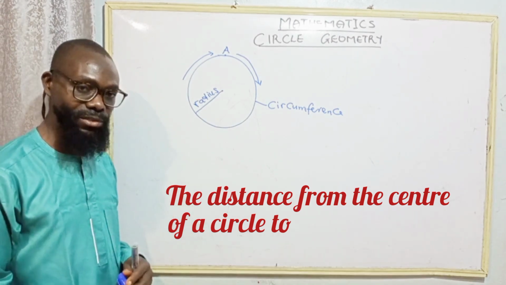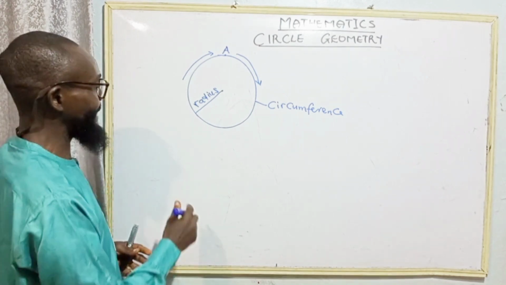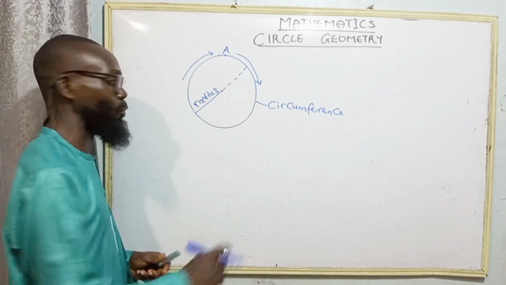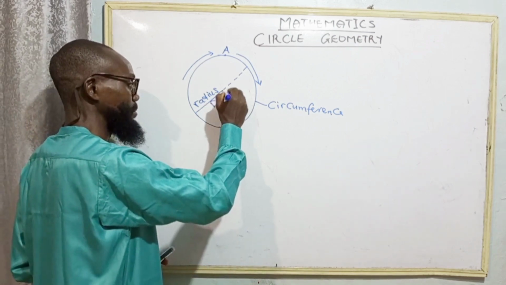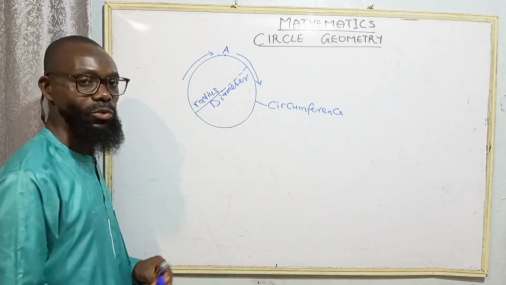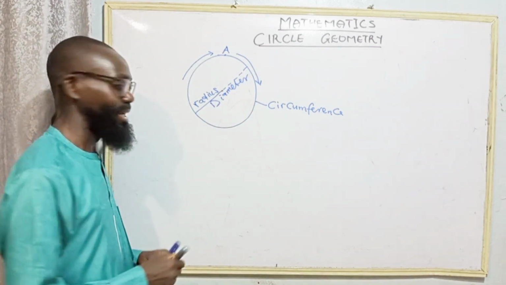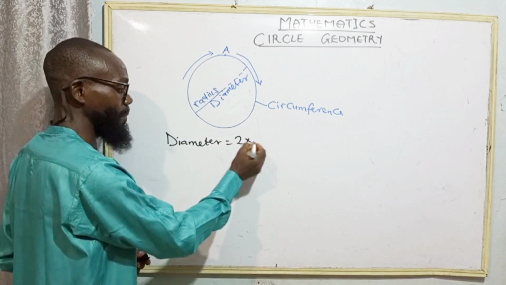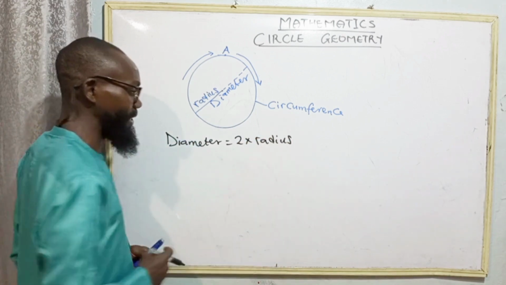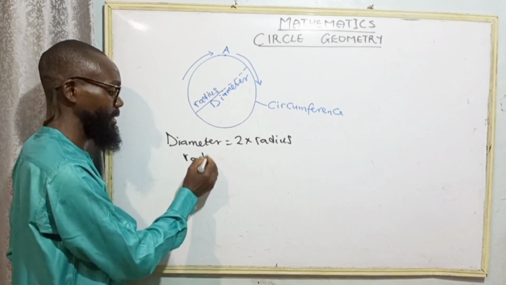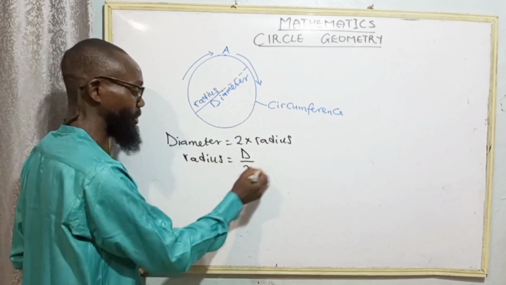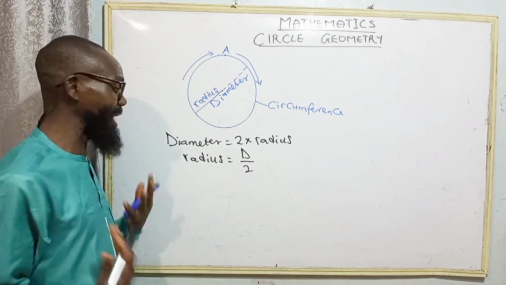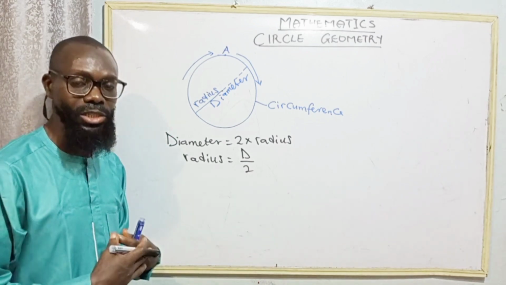So the distance from the center of this circle to any part of the circumference is called a radius. Now, when you extend the radius to touch the other part of the circumference, we call it the diameter, which means that a diameter is equal to 2 multiplied by the radius. Diameter is 2 times radius, while radius equals diameter over 2.